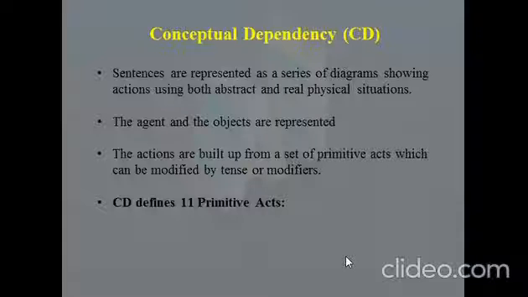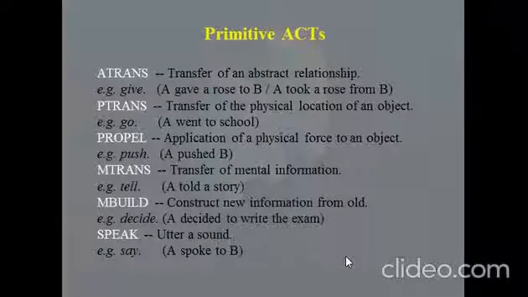The actions are built up from a set of primitives which are called acts, primitive acts, which can be modified by tense modifiers. We will be having say 11 primitive activities, or acts, which can be modified using some tenses or modifiers to have a different meaning or sense. So this will be clear if you go through the next slides, and we are having some examples also after this. So these are the primitive acts.